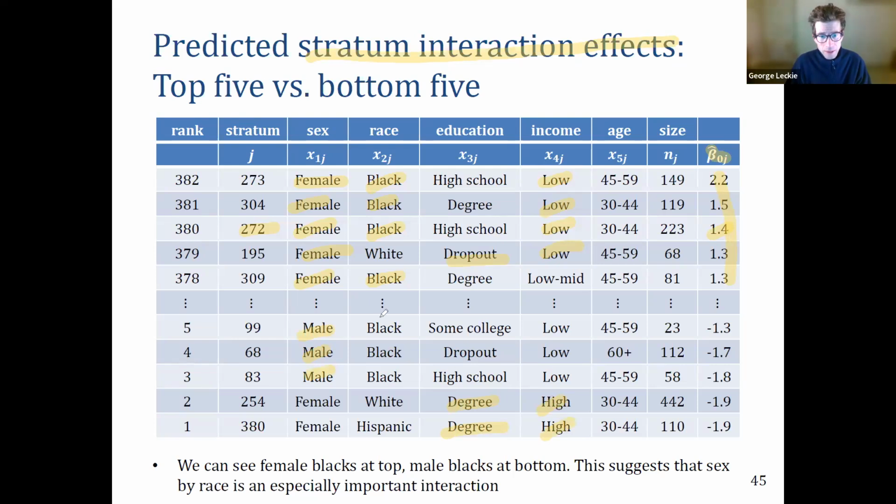But we're also seeing some male and degree, I should say. We're also seeing some black with marginalized characteristics in there, dropout and low. So it's a bit of a more mixed thing because we have stripped out the additive effects. Okay, but what we really want to know is whether there's some kind of patterning to the interactions which remain. But sex by race appears to be an important one.